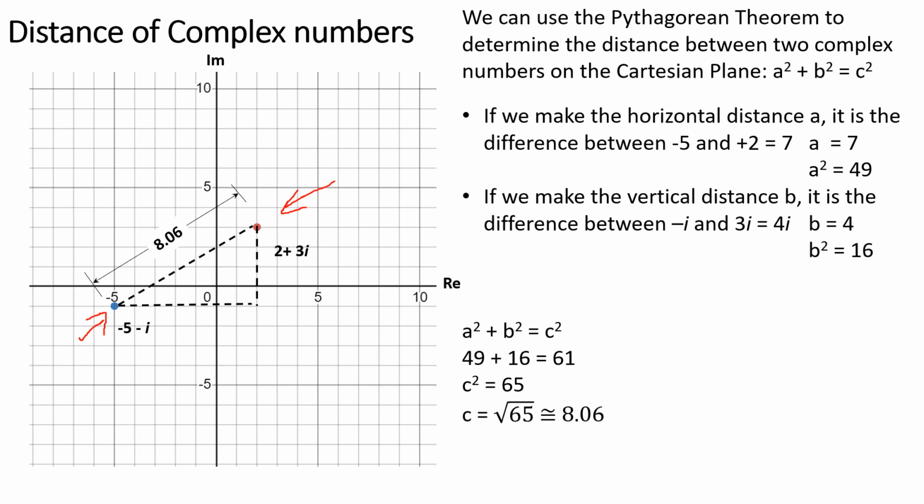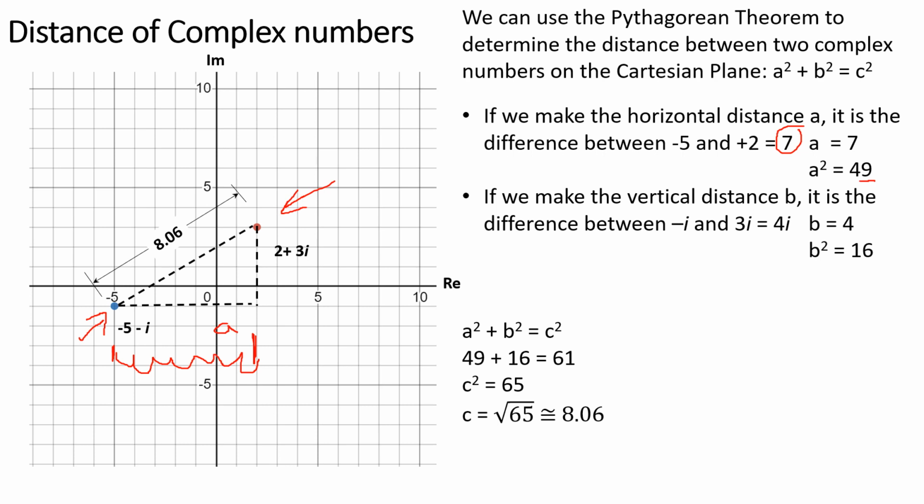These are going to be absolute values because we're still using the Pythagorean theorem: a squared plus b squared equals c squared. On my real axis, I go from negative 5 to 2, and the absolute distance is 1, 2, 3, 4, 5, 6, 7. So my absolute distance between -5 and 2 on the real axis is 7. We'll call that my a, where a squared plus b squared equals c squared. So my a is 7, and a squared is 49.